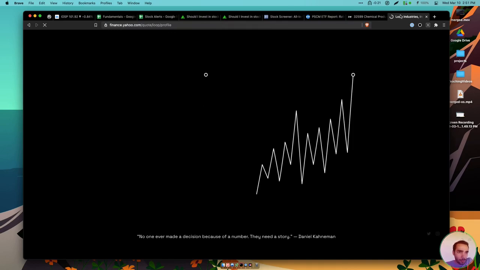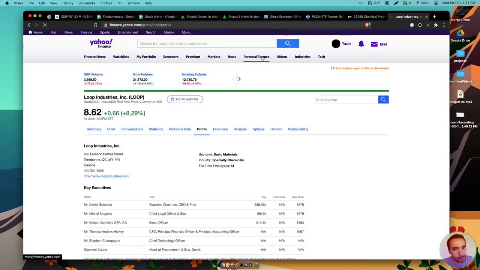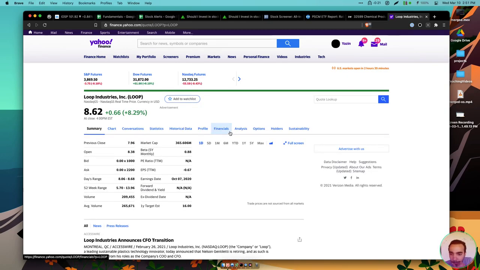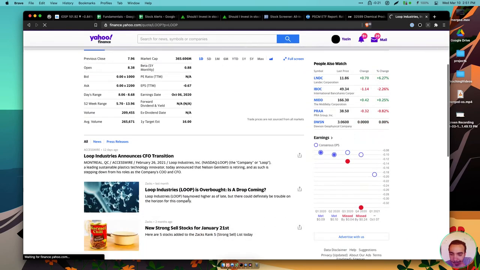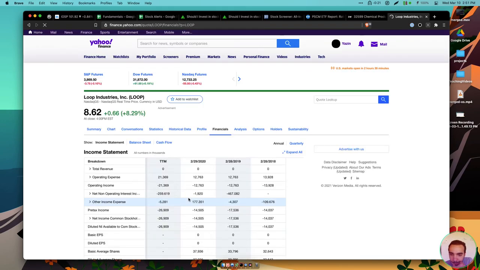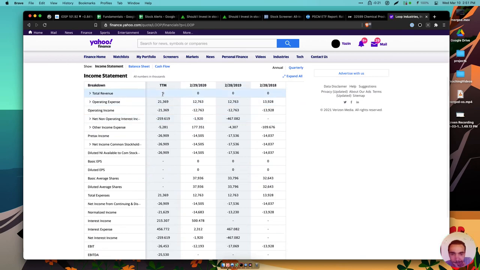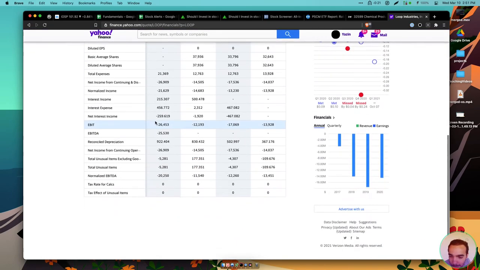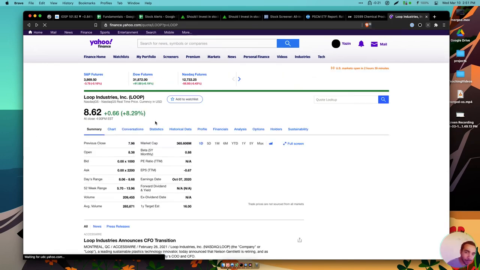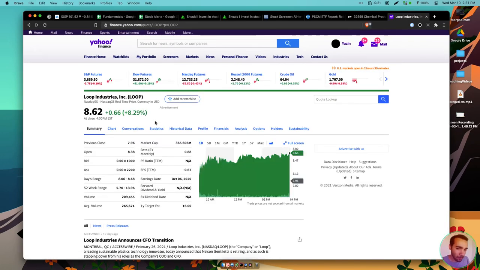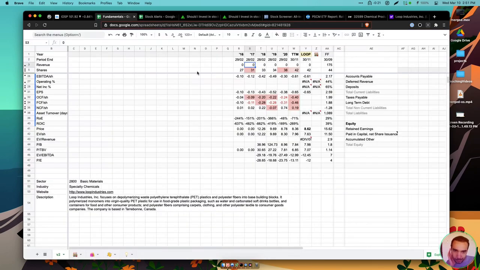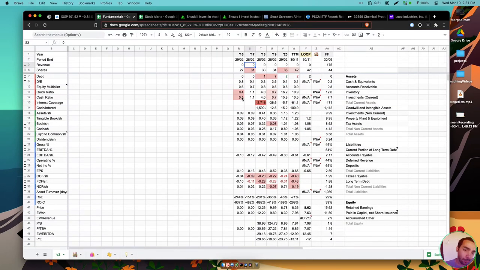Let me look it up on Yahoo Finance. Can't be real, right? It's up 8%. Why on earth is it up? CFO transition. There it is. Revenue is zero. How? How is revenue zero? They've never made any revenue? Wait, this is a first for me. They've never made any revenue.